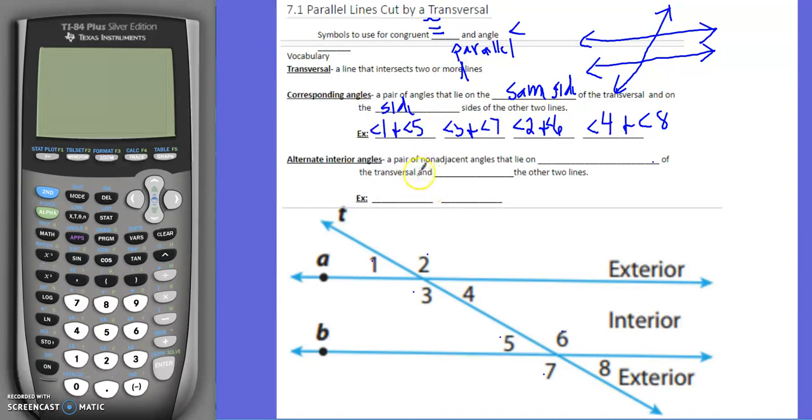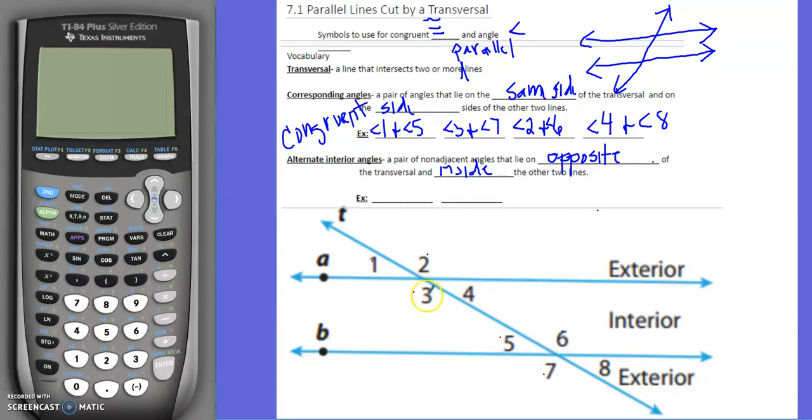Okay, another vocabulary word is alternate interior angles. Let's go ahead and write that these angles are congruent. Alternate interior angles is a pair of non-adjacent angles that lie on opposite sides of a transversal and inside the other two lines.